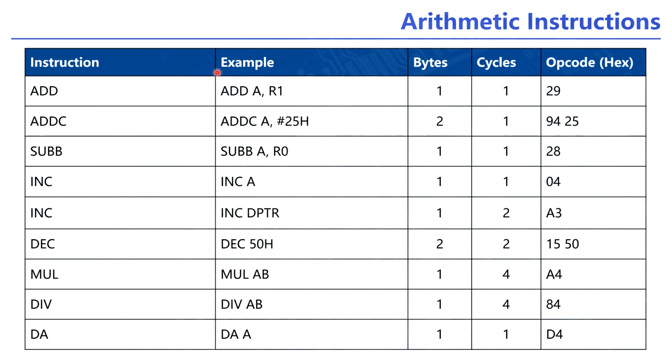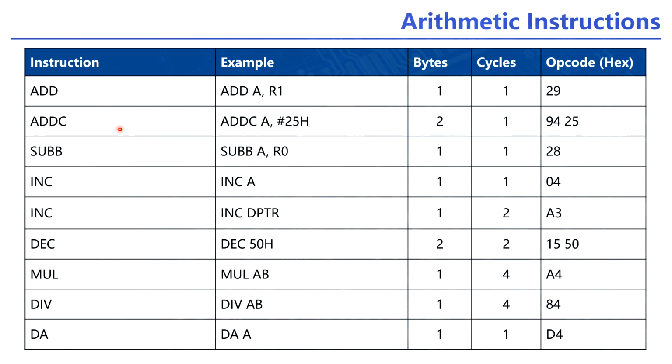We can use this instruction ADD A comma R1. This instruction is used for the addition of two numbers. This instruction is a 1 byte instruction, remember, and it is executed in one machine cycle. Suppose we want to use this instruction, we can put the opcode, the operation code, in hexadecimal 29.